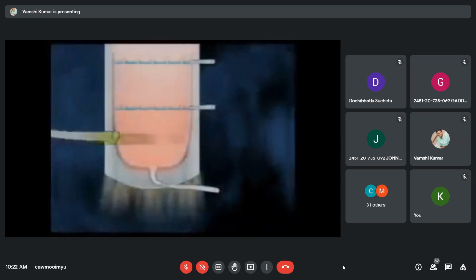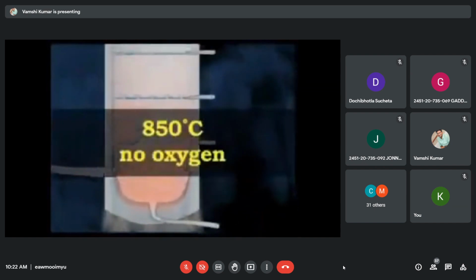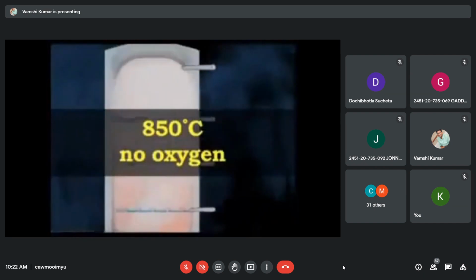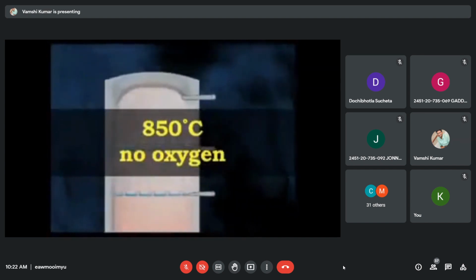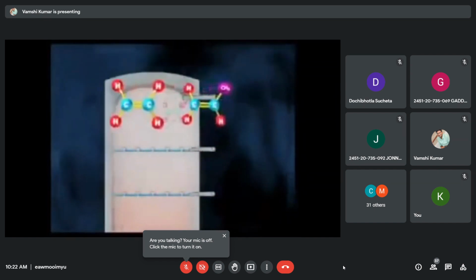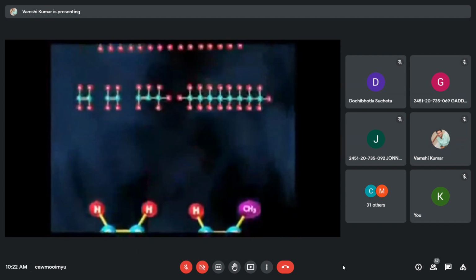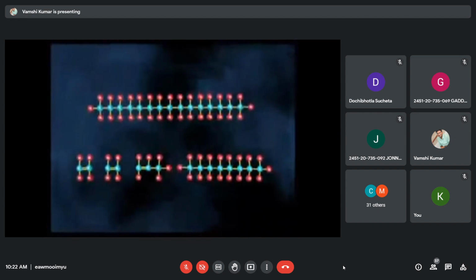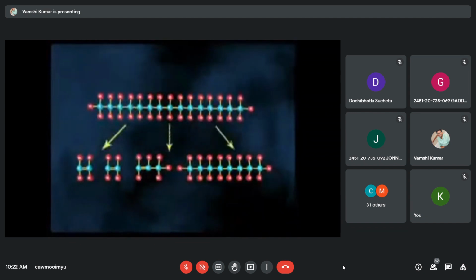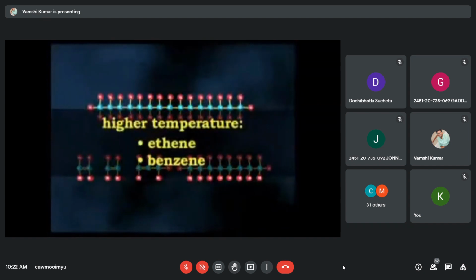In one method, thermal steam cracking, the hydrocarbon is diluted with steam and then briefly heated in a very hot furnace, around 850 degrees Celsius, without oxygen. The reaction is only allowed to take place very briefly. Light hydrocarbons break down to the lighter alkenes, including ethene, propene, and butene, which are useful for plastics manufacturing. Heavier hydrocarbons break down to some of these, but also give products rich in aromatic hydrocarbons and hydrocarbons suitable for inclusion in petrol or diesel. Higher cracking temperature favors the production of ethene and benzene.